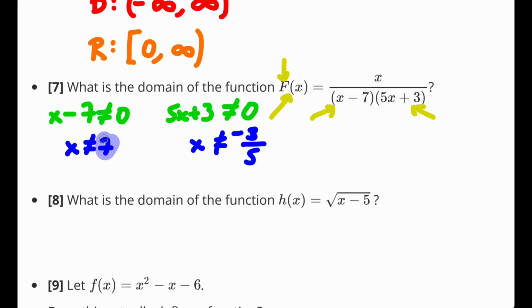The domain is x cannot be equal to 7, and x cannot be equal to -3/5. That would be part of the domain. It could be any other number, but it can't be those. Now, you could write this in interval notation if you really wanted.